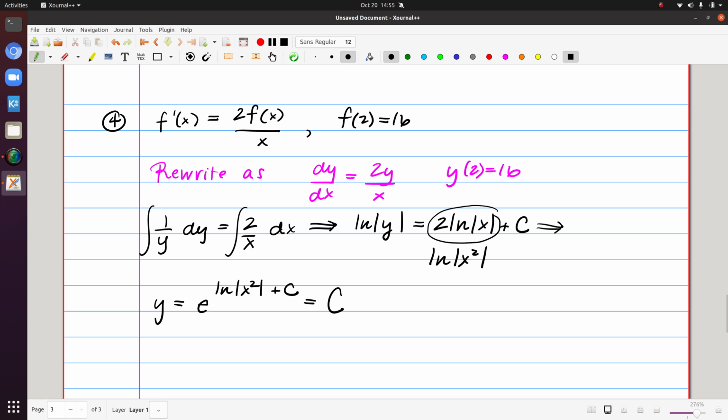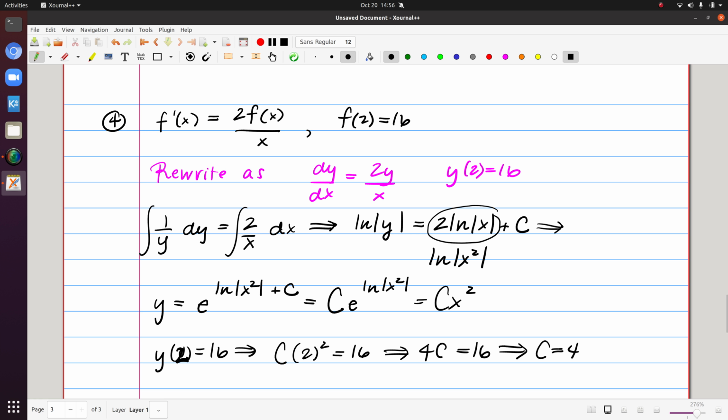We know we can bring that e to the c out as just a constant multiplier. And likewise, if I take e to the natural log of x squared, that's going to give me x squared. So it turns out that we get a power function, which would have been hard to notice if we hadn't simplified. Finally, knowing that y of 2 should be 16, I can plug in. So plugging in 2 to my general function, we get that 4c should be 16. So c would be 4.